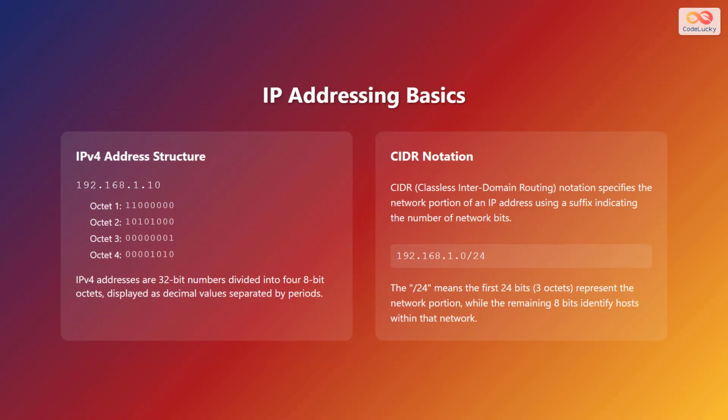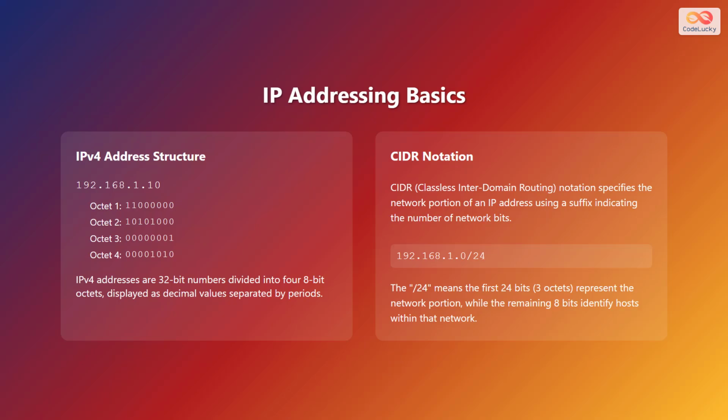Before we delve deeper into subnetting, let's review some IP addressing basics. An IPv4 address is a 32-bit number, which is divided into 4 8-bit octets. Each octet is represented in decimal form, with the octets separated by periods. For example, 192.168.1.10. Now let's look at the binary representation.